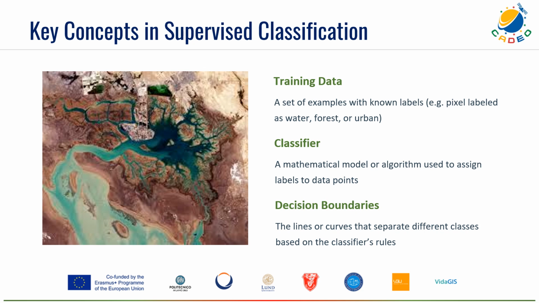The second one is the classifier. A classifier is a model or algorithm that assigns a class label to each data point based on the training data. This could be a decision tree, a neural network, or a support vector machine. The third one is the decision boundary. This line or curve separates different classes in feature space.